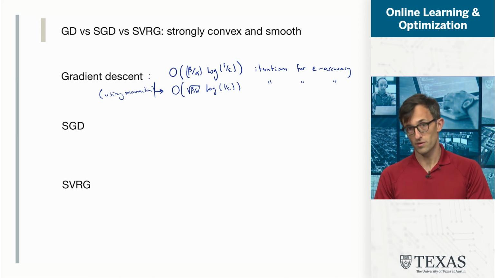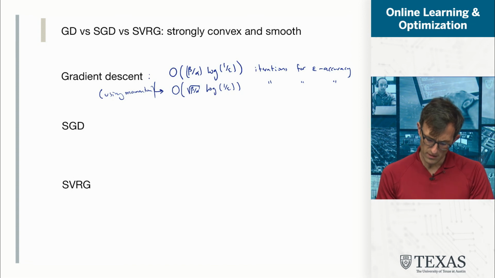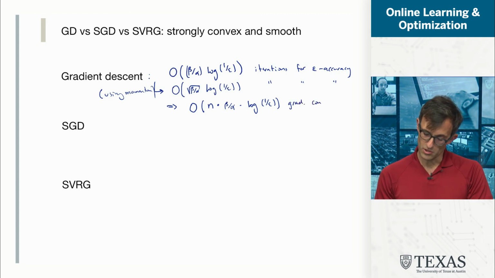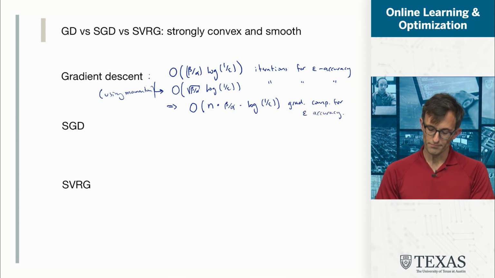Putting this together with what we wrote on the previous page, namely that one iteration of gradient descent requires n gradient computations, we have that gradient descent needs order n times beta over alpha, or in the best case, square root of beta over alpha, times log 1 over epsilon gradient computations for epsilon accuracy. Beta over alpha or square root of beta over alpha. I just won't write everything.